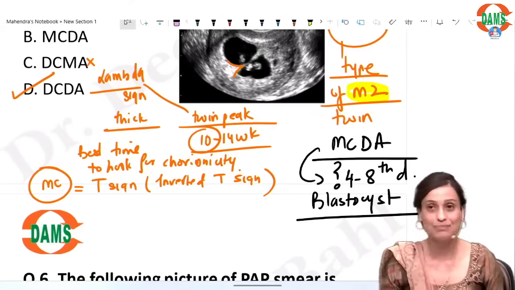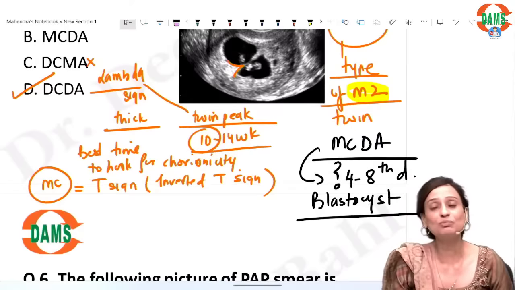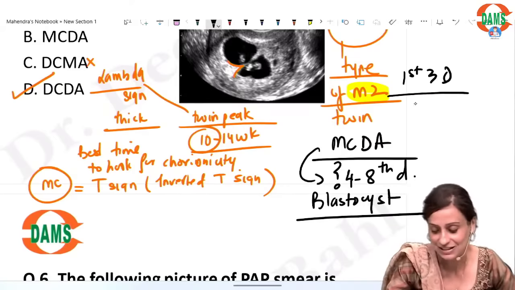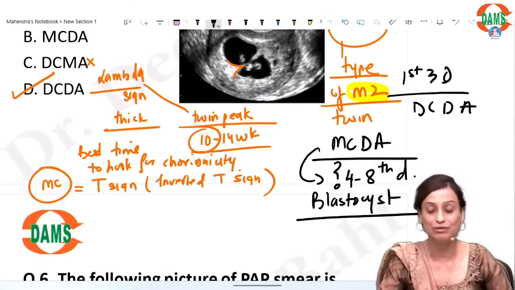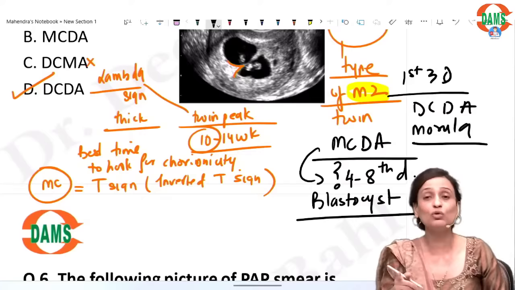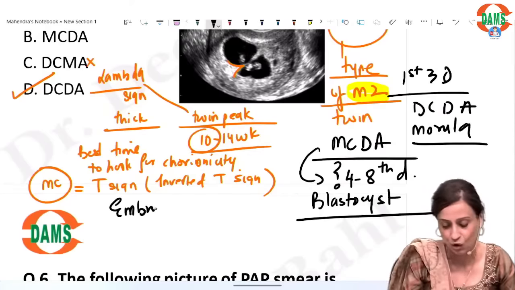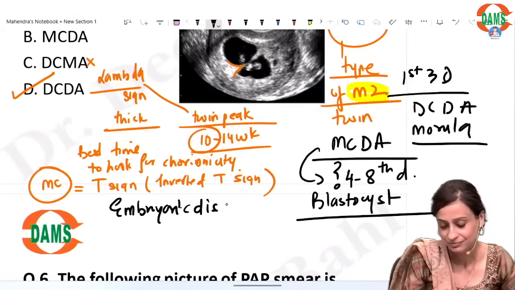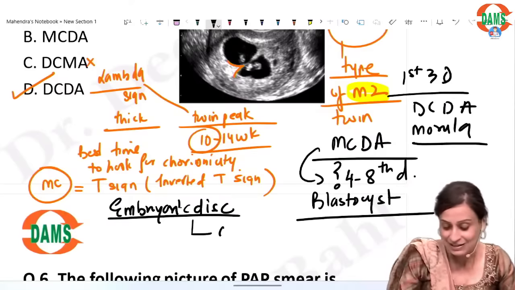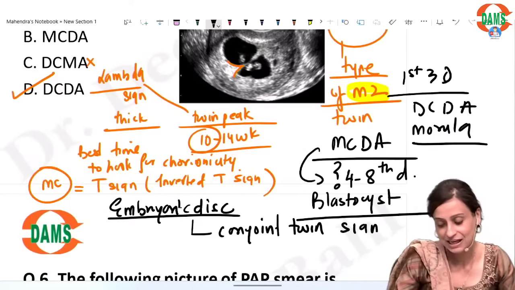So if the cell division happens in the blastocyst stage or between the 4th to the 8th day, it is going to be monochorionic and diamniotic. First 3 days, it is going to be dichorionic, diamniotic, or we say in the morula stage. And a PYQ which INICET has already asked: if cell division happens after the formation of embryonic disc, then what is the kind of twins? Then this is going to be conjoint twins, which is also called as Siamese.